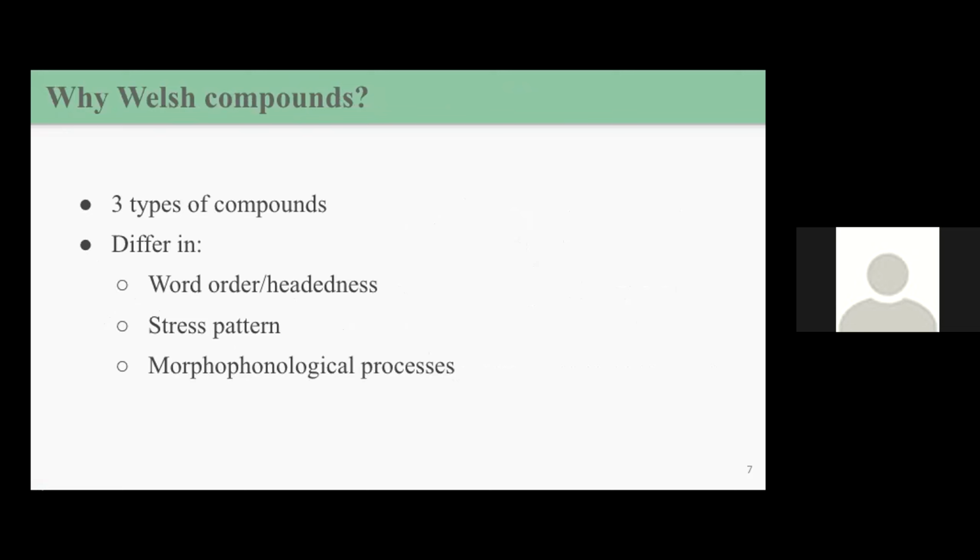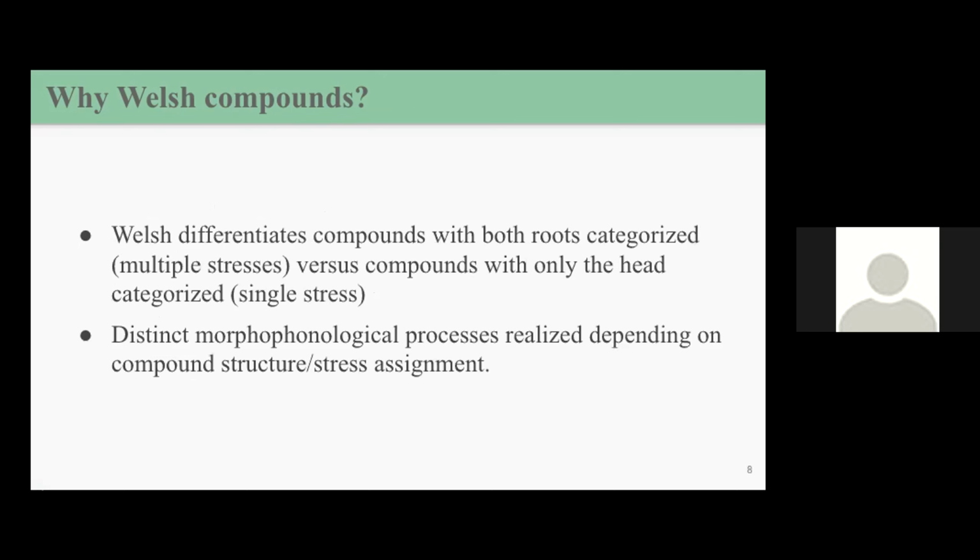So why am I looking specifically at Welsh compounds to discuss this particular proposal? Well, we see 3 distinct types of compounds in Welsh, which all differ in their word order and headedness, their stress pattern, and the particular morphophonological processes. And I have argued in the past that Welsh differentiates between compounds where both roots are categorized, meaning you get multiple stresses, versus compounds where only the head is categorized, and you will get a single stress. Furthermore, the distinct morphophonological processes that appear in each compound type are realized depending on the structure and the stress assignment.